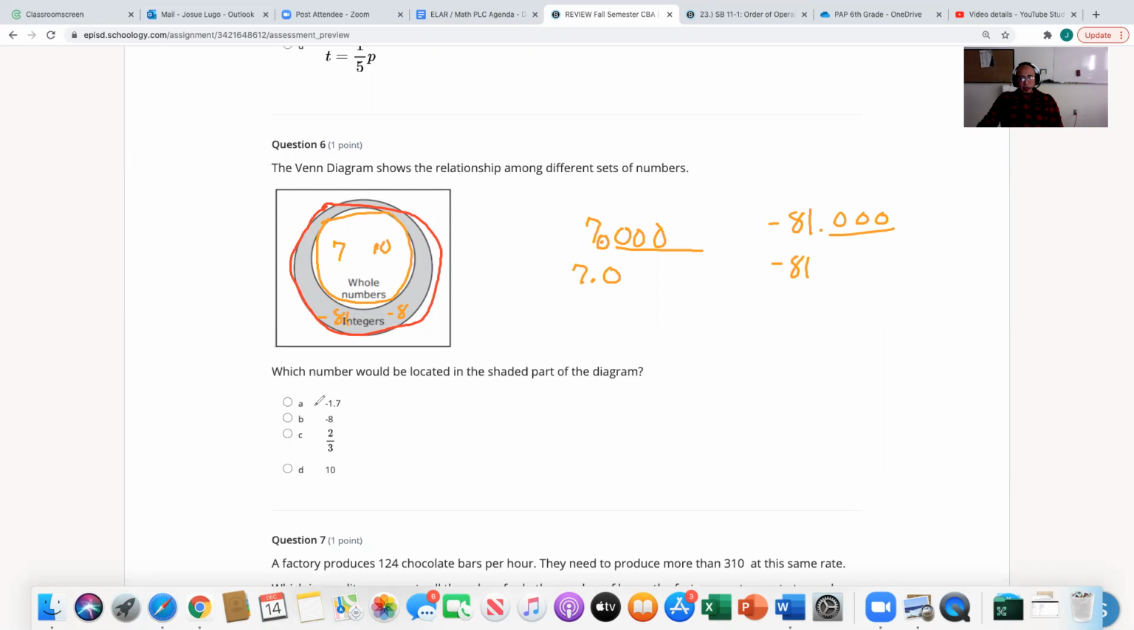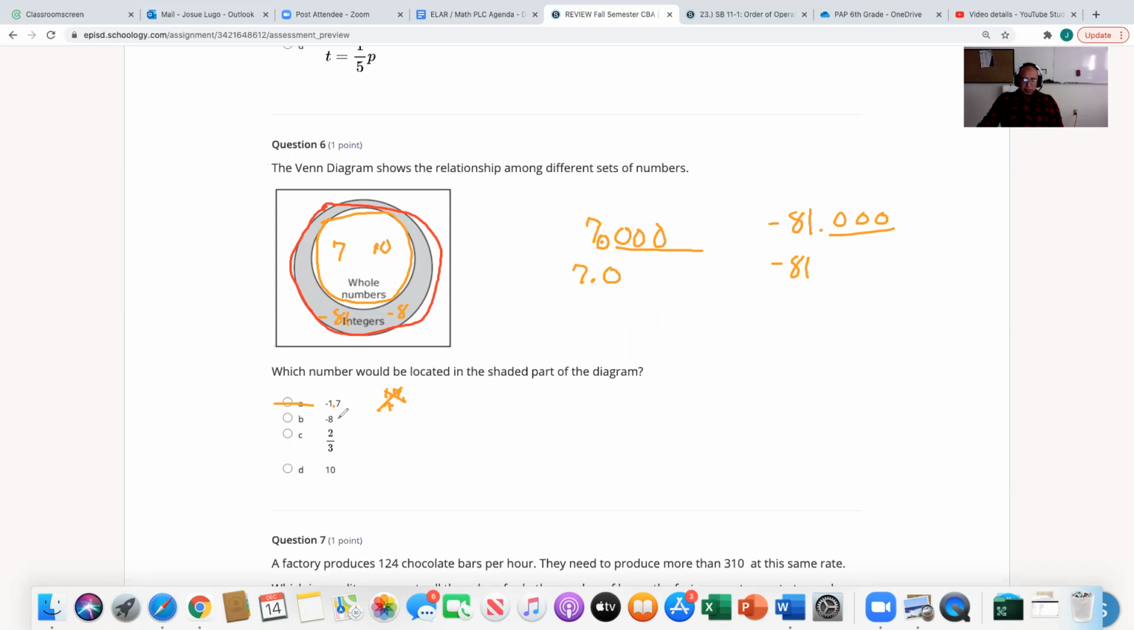So let's go one by one. A, -1.7. It has a decimal value. It is not an integer. Remember, integers do not have decimals. -1.7 does have a decimal. Just like 1.7, again, decimal, not an integer. Okay? Whether it's positive or negative, it is not an integer.